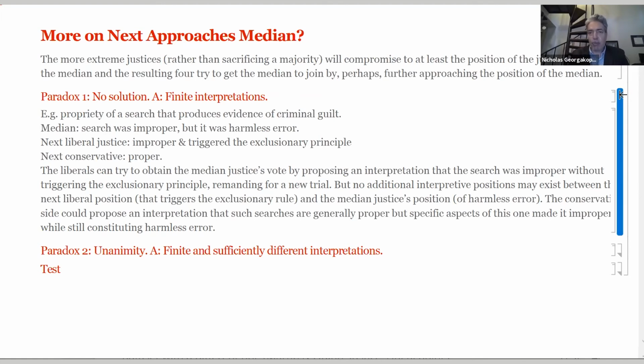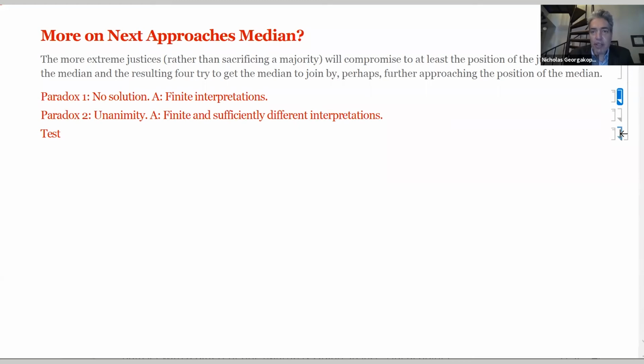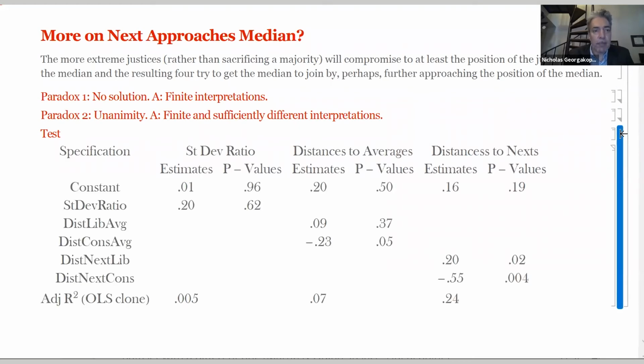I hope, Mads, that makes sense. So I go back to the test, and I do the probits, and I also do an OLS clone, from which I take the adjusted R squared to see how much of the variation each theory explains.